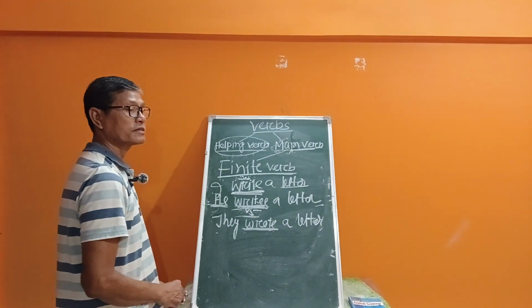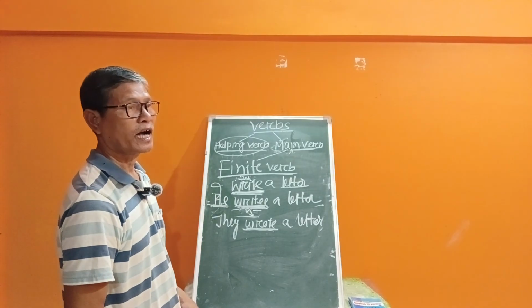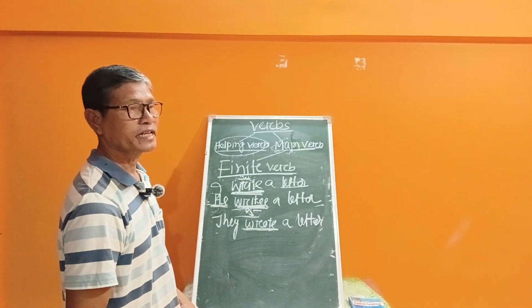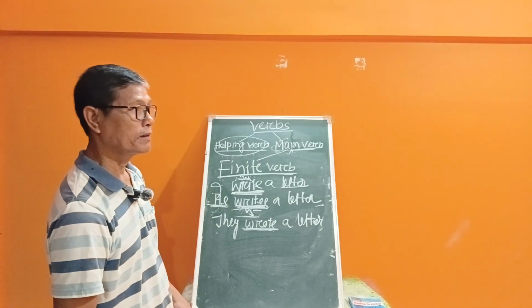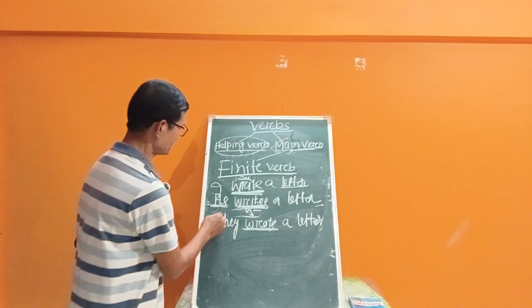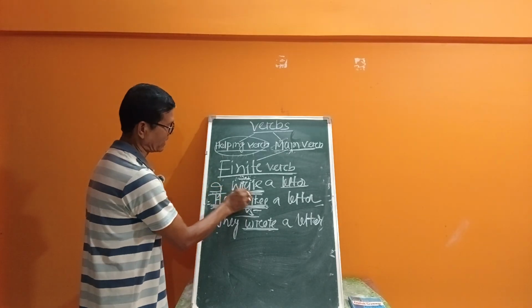That's why what is the finite verb? The finite verbs are the verbs which change according to the tense and persons and number of the subjects, isn't it? This is a subject and this is also a subject. This is the first person. That's why I write here.